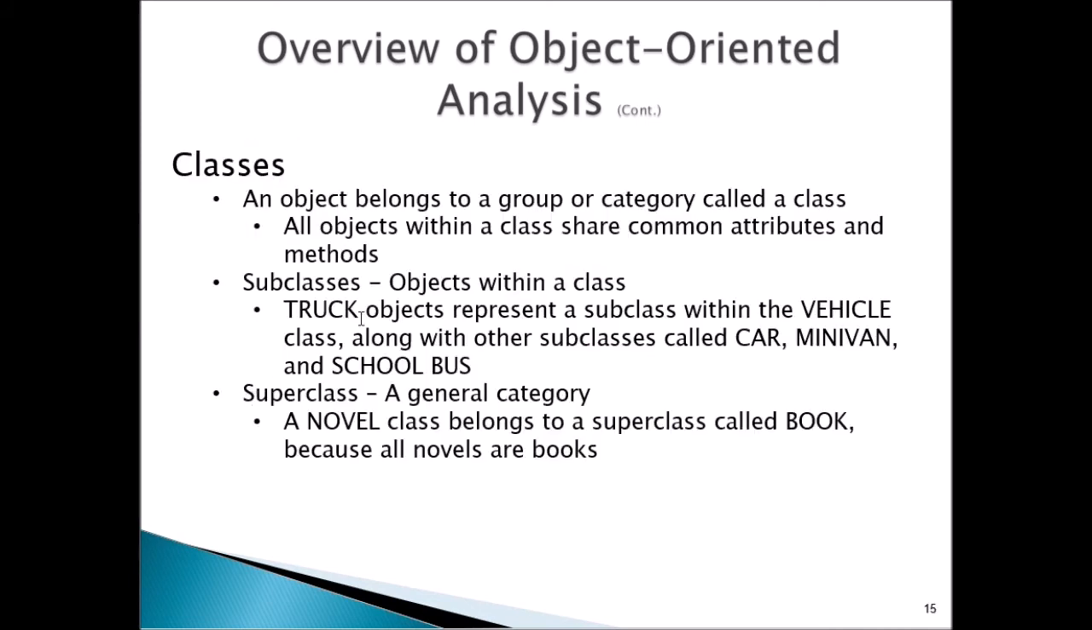Let's go over classes now. An object belongs to a group or category called a class. All objects within a class share common attributes and methods. Subclasses are objects within a class. For example, a truck object represents a subclass within vehicle, along with other subclasses, maybe car and school bus. A superclass is a general category. A novel class belongs to a superclass called books because all novels are books. So that's an example of how classes are named and how they're subdivided.